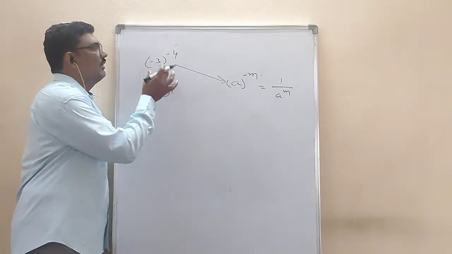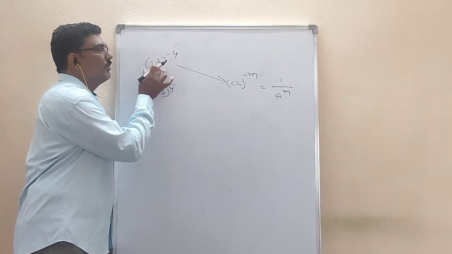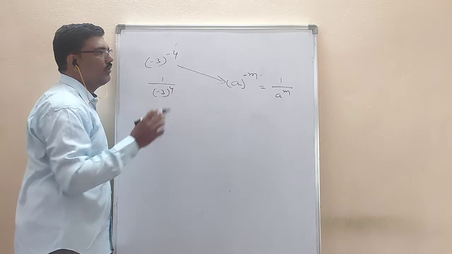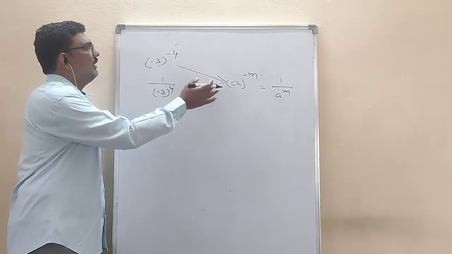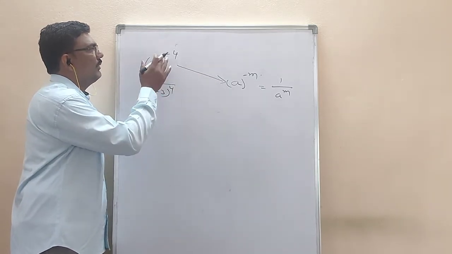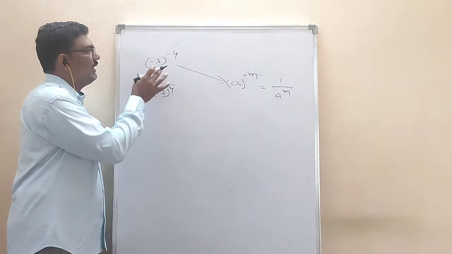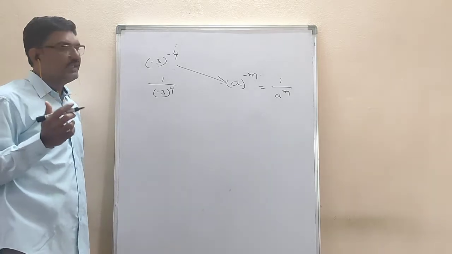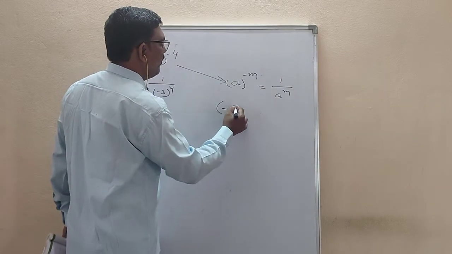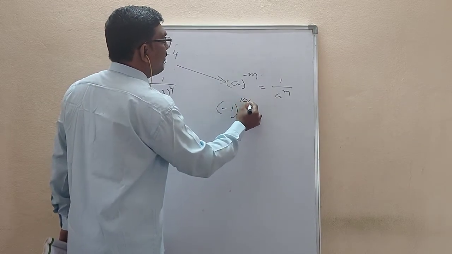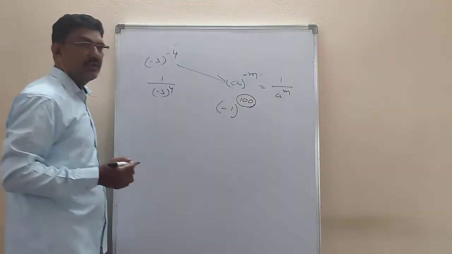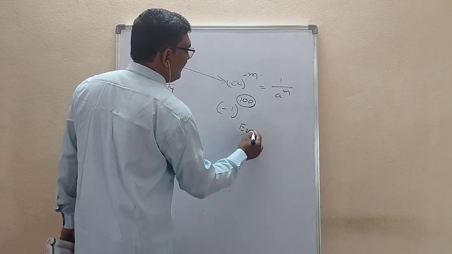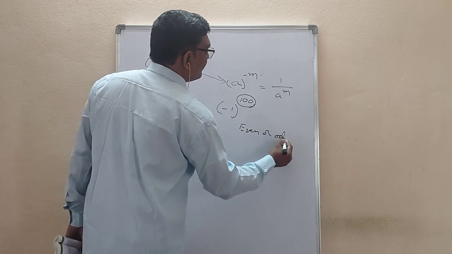First step, you have to see which formula matches this question. That formula you have to write and compare. In place of a what you have, in place of m what you have, compare everything and write it like this. Next you have one rule: if the base has minus and the power is any number, first see whether this number is either even or odd.